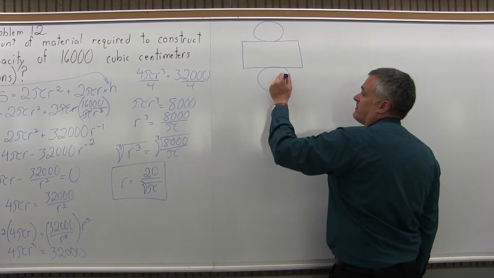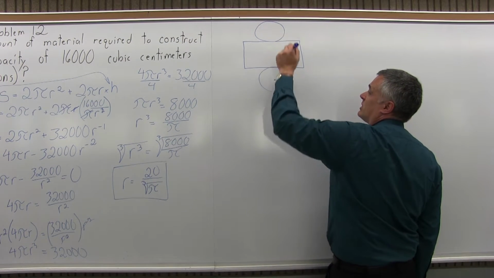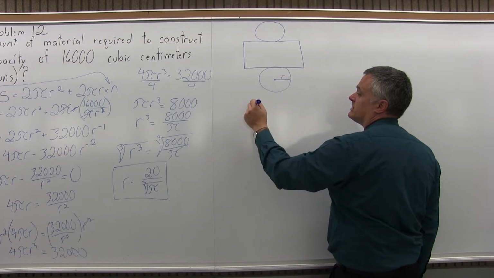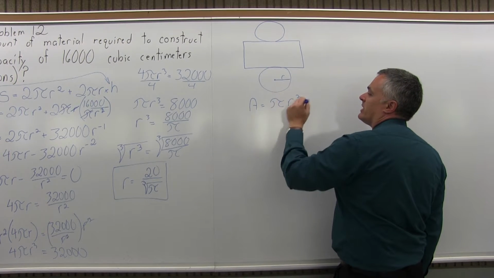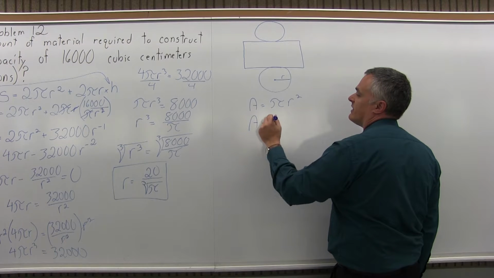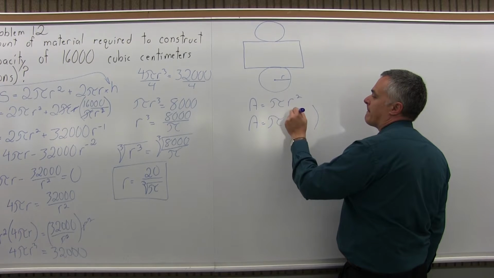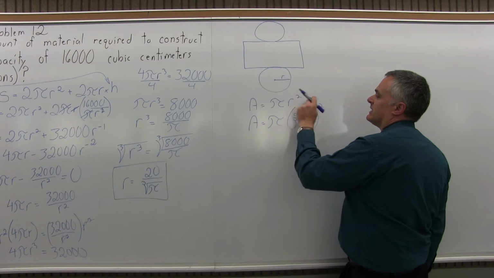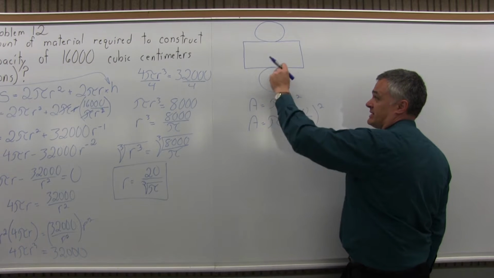So to make your cylinder, again, I have a circle on the top and a circle on the bottom with radius r. And the area of each one of these circles is pi r squared. And I know from the work I did before the value of r. So it's pi times the value of r is 20 over the cube root of pi. And again, don't forget, that's the second power. So that's the answer for r, raised to the second power. So that's the area of one circle.